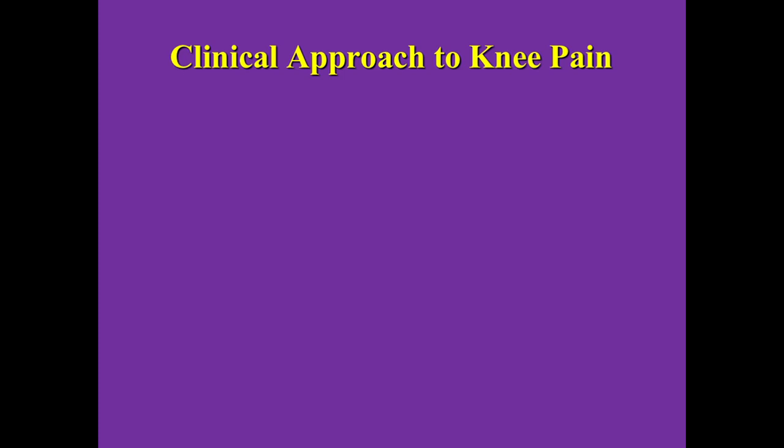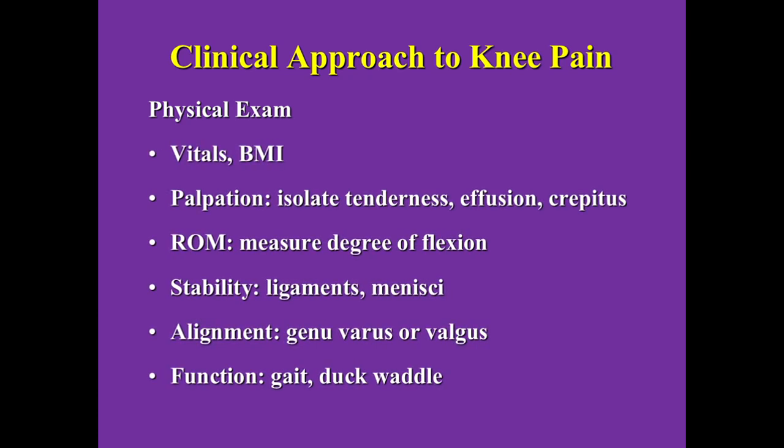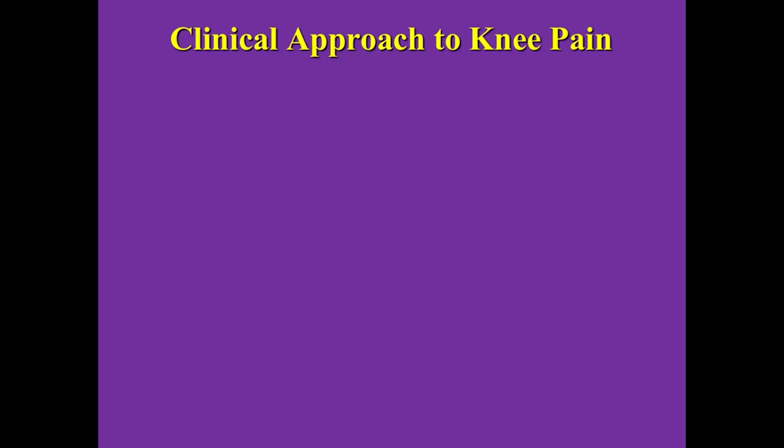Clinical approach to knee pain. This slide helps to assess the physical exam. The first is inspection, the second is vitals, the third is palpation, the fourth is range of motion, and the fifth is stability, alignment and function. Function mainly means gait, and the tuck walk and waddle gait. The next slide describes the clinical approach to knee pain.